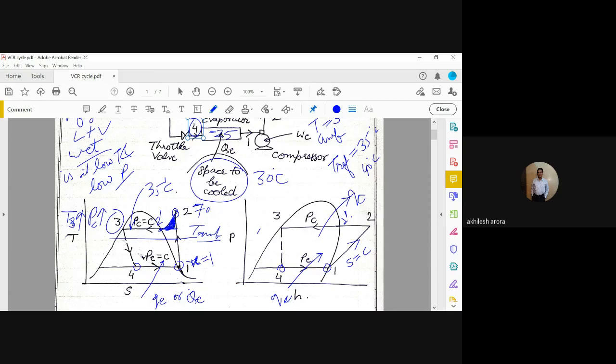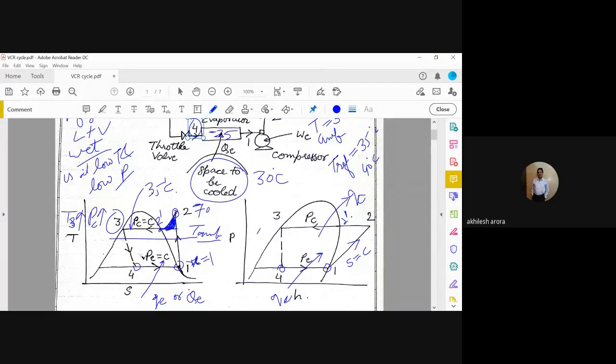3 to 4 is the isenthalpic expansion in the expansion device, which in case of a refrigerator and window AC is a capillary tube only. If it is a large plant, a large capacity refrigeration plant or air conditioning plant, there we go for a thermostatic expansion valve.